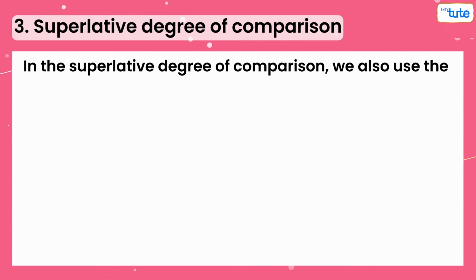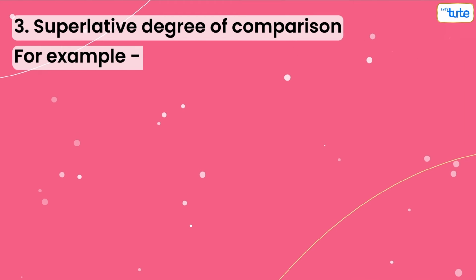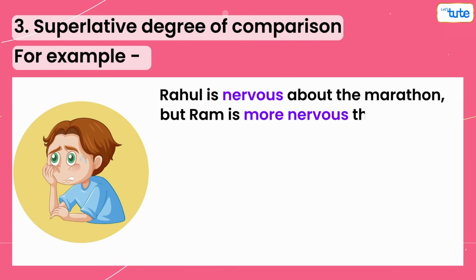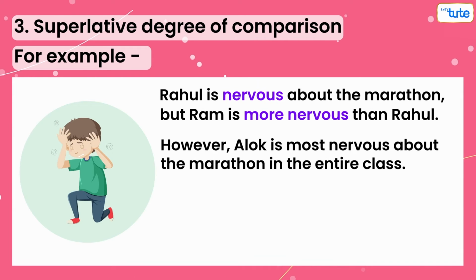In the superlative degree of comparison, we also use the word most to show the highest degree of comparison. For example, Rahul is nervous about the marathon, but Ram is more nervous than Rahul. However, Alok is the most nervous about the marathon in the entire class. Here, the words most nervous are the superlative degree of comparison.